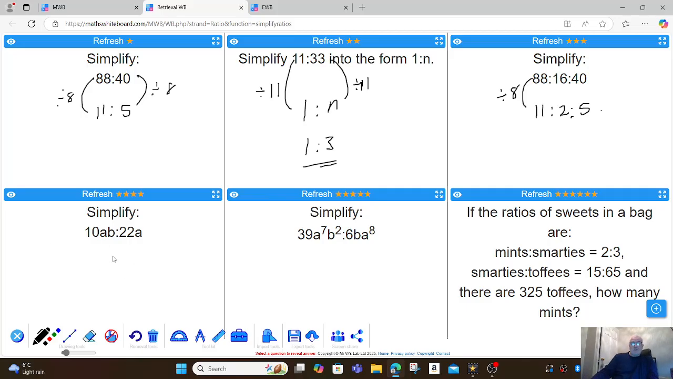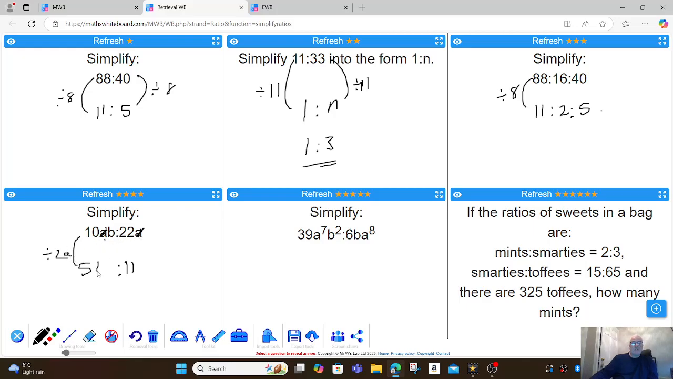Slightly more confusing when we start adding algebra into it as well, but the principle with the numbers is exactly the same. A number that will go into 10 and 22, so we can divide it by 2. That's going to give me 5, and 22 divided by 2 gives me 11. Anytime I'm dividing out, I could divide by 2a, because I've got an a in this question on both sides and both ratios, so I can take the a outside and divide by that.